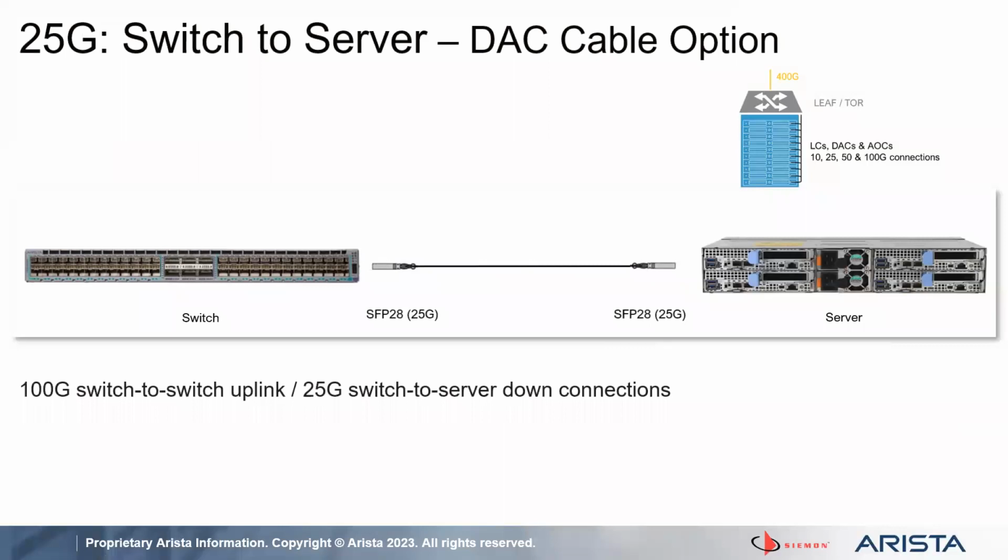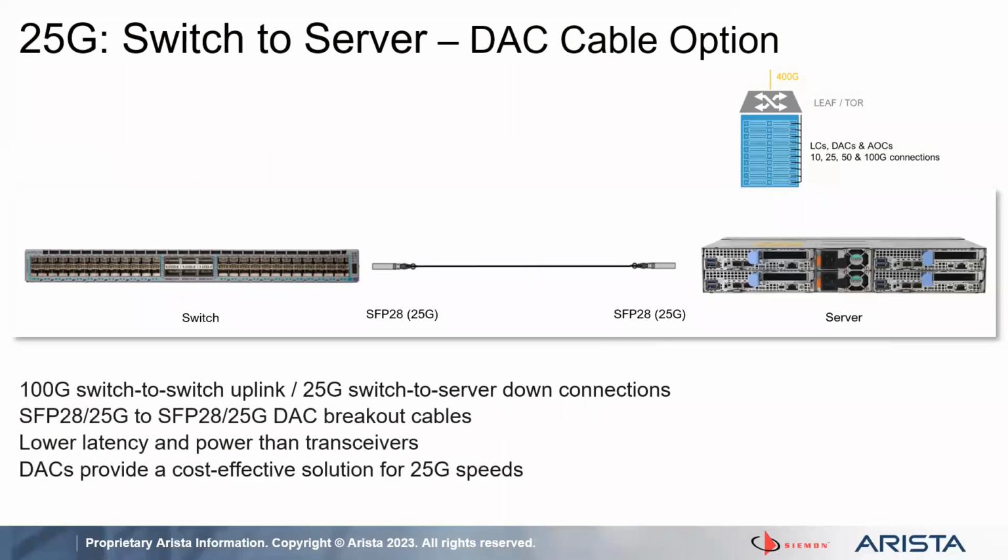Another very common option is DACs, direct attached cables. This is showing that same switch and the same server, and in this case there's a single DAC assembly, SFP28 to SFP28. The key benefits of the DAC are lower latency and lower power than the transceivers. That's a key reason why we see this very commonly, especially in the financial sector, with customers where latency is very sensitive. DACs are also very cost effective. It says 25 gig, but it's 10 gig as well.